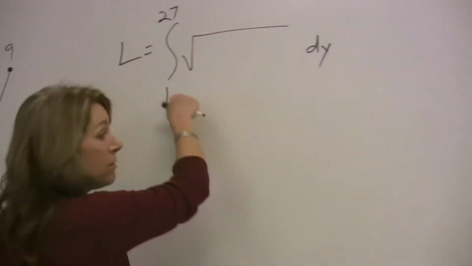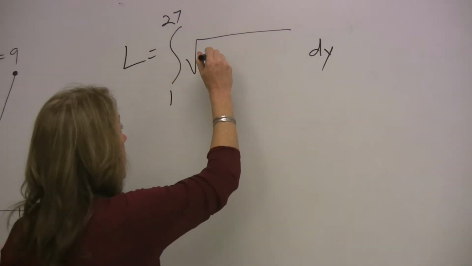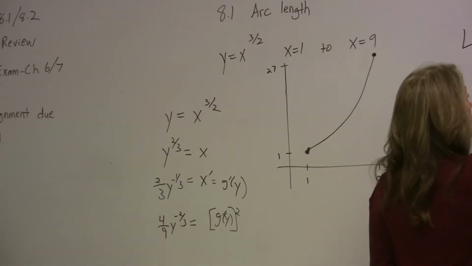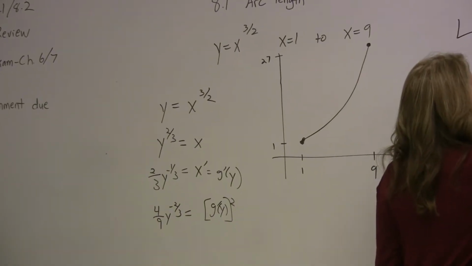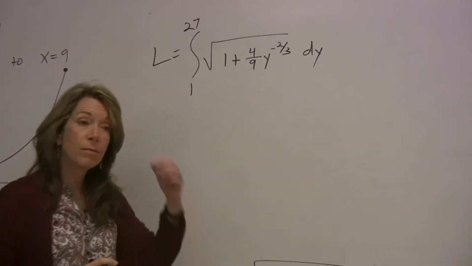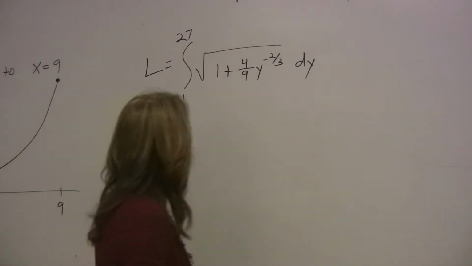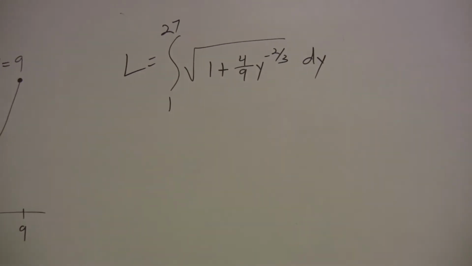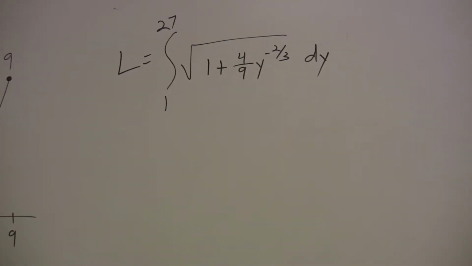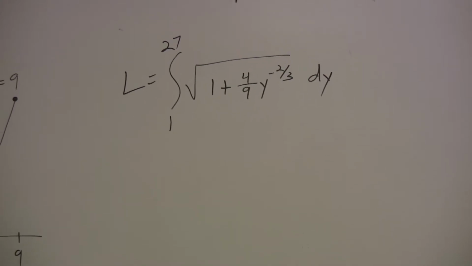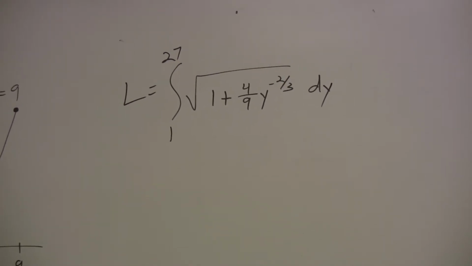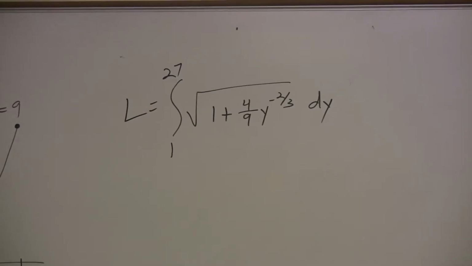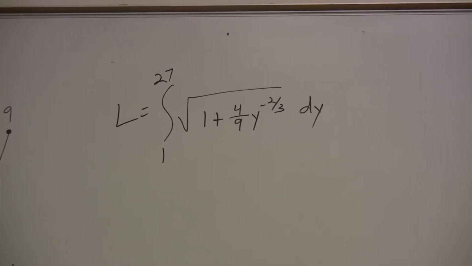So then our bounds are y values. We're going to have 1 plus that derivative squared, 4 ninths y to the negative 2/3. And then we have our integral set up properly. Questions on setting it up? Okay, so my question now is, how do we integrate that?